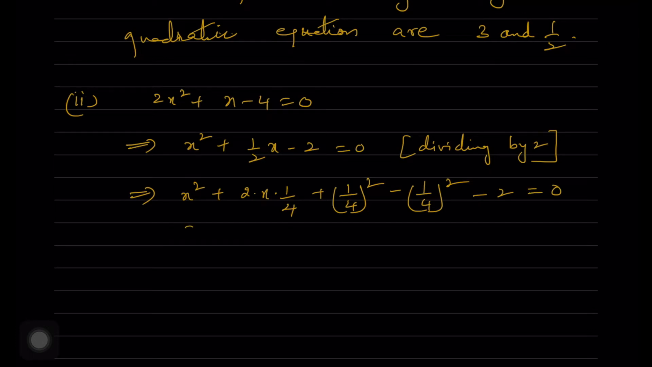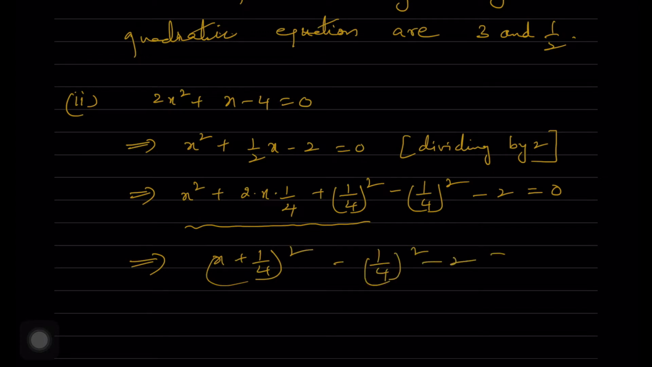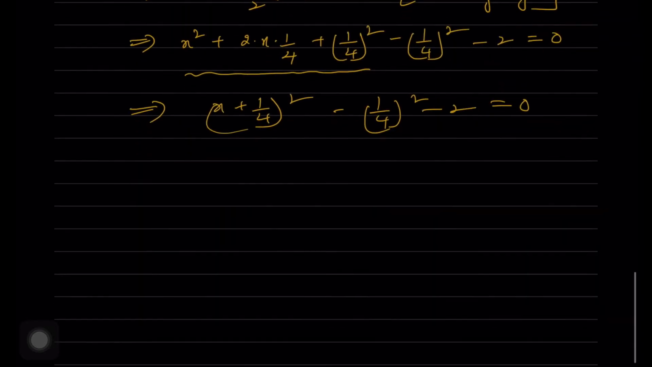Now you can see that this is in the form of a plus b whole square, where a is x and b is 1 by 4. So x plus 1 by 4 whole square minus 1 by 4 whole square minus 2 is equal to 0, which implies x plus 1 by 4 whole square minus 1 by 16 minus 2 is equal to 0.